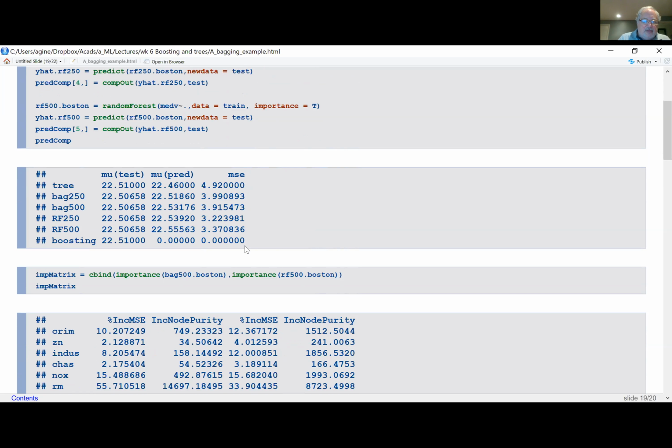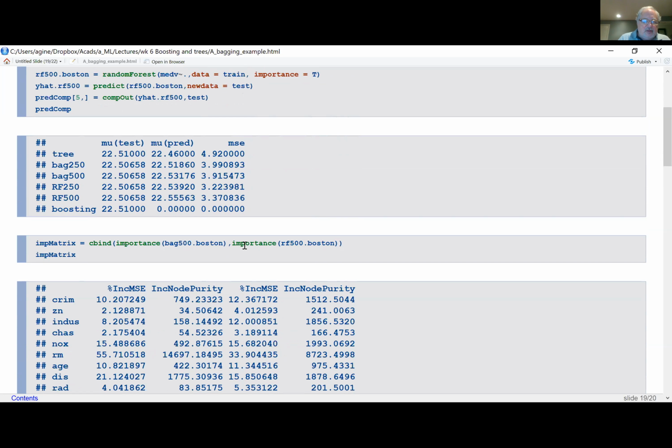The one thing I was curious to see was, when you did the bagging versus when you did the random forest, did it change what variables were important? So here I had the importance of the 500 bags and the importance of the 500 random forest trees, and I just compare them.